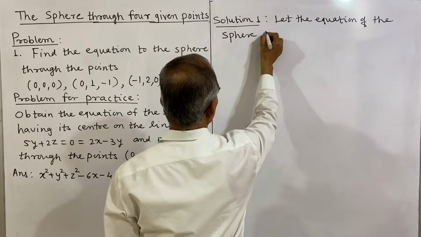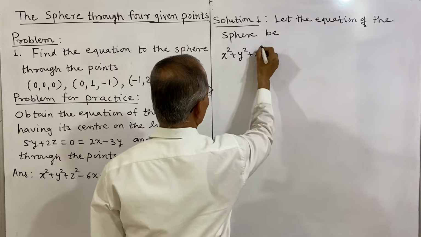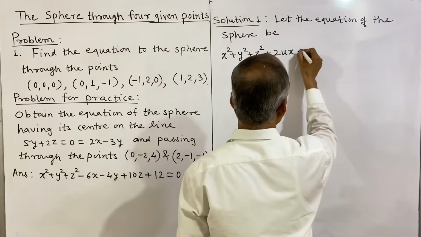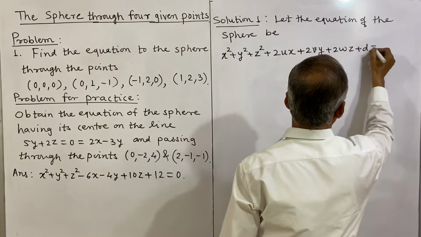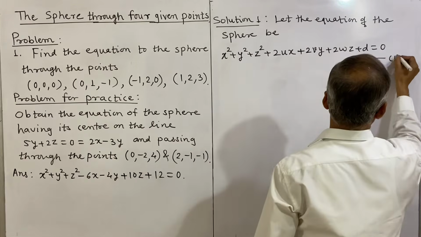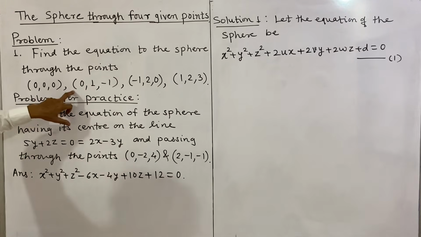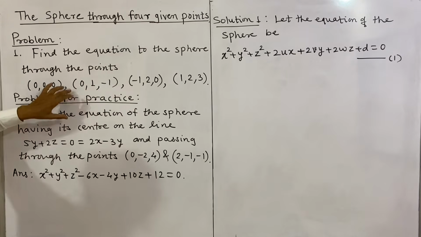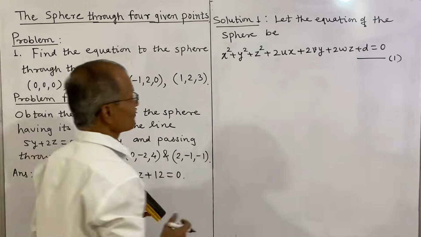We know the general form is x square plus y square plus z square plus 2ux plus 2vy plus 2wz plus d is equal to 0. This is the general form we have studied in our earlier lecture, and we shall call this equation 1. Now these are the 4 points given here through which the sphere passes. Sphere passes through these points means we will use the condition that these points must be on the sphere.